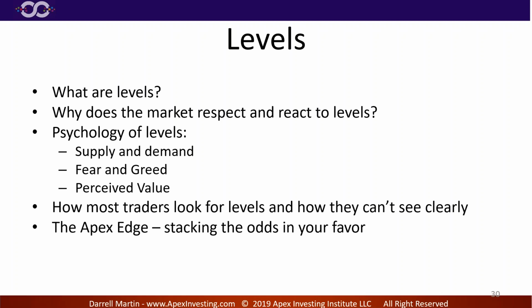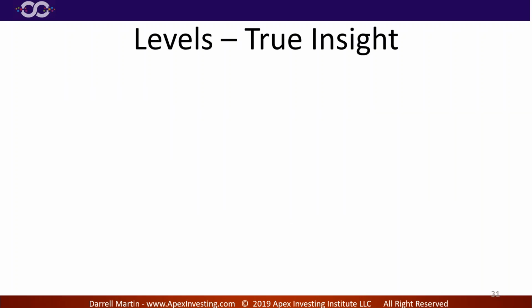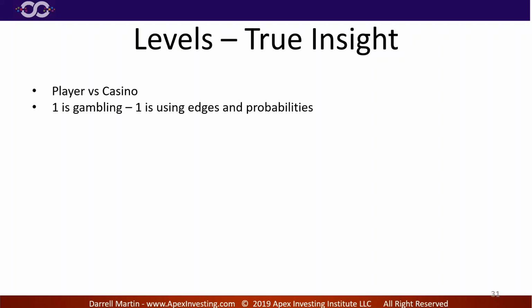So the apex edge is all about stacking the odds in your favor. They give you true insight. So player versus casino. Think about it. One is gambling. One is using edges and probabilities. Do y'all think that major casinos like Caesar's Palace and stuff like that lose money, or do you think they make money?